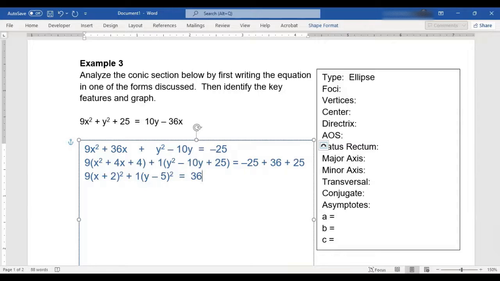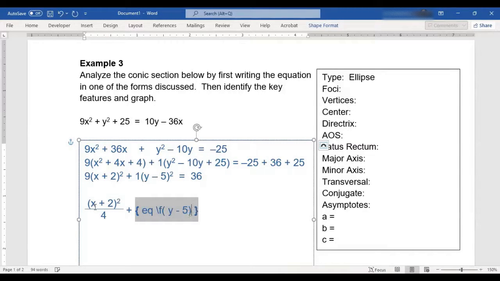Okay, so now we are almost done. We're actually in the same format we were in more or less when we started example 1 of analyzing a conic section. So now I have something squared plus something squared is a number. And to be in the format we like, we need this number to be 1. So I'm going to go ahead and divide both sides by 36. And that's going to give me x plus 2 squared over 4, since 9 over 36 simplifies to 1/4.